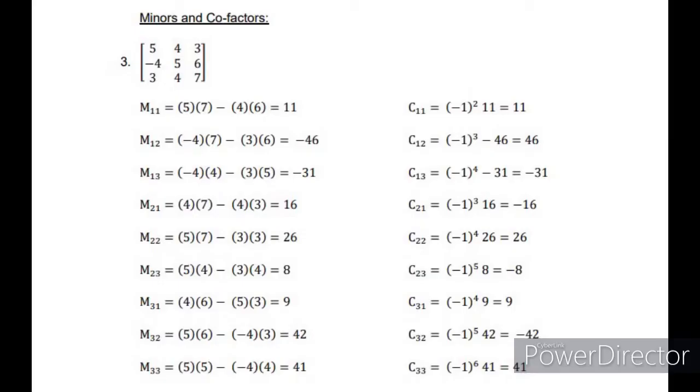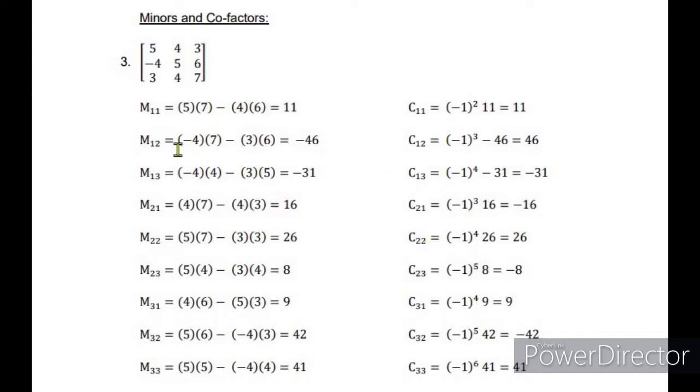Now let's go to the minors and cofactors. Here we have a given matrix. Consider these elements of a matrix. Okay? These letters M sub 1,1, M sub 2,2, M sub 3,3 are called the minors. While C sub 1,1, C sub 1,2, C sub 3,3 are called the cofactors. Okay? So how do we get these minors and cofactors?